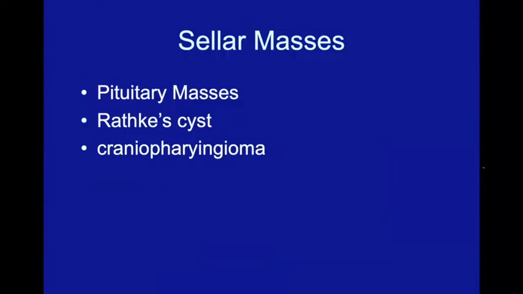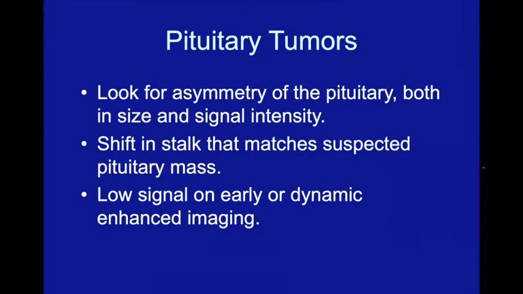So let's talk a little bit about some sellar masses. We'll talk a little bit about Rathke's cyst and craniopharyngiomas in that discussion. When you're looking for a pituitary tumor, the usual scenario is say a college-age woman with amenorrhea whose prolactin may be slightly elevated, and so they'll send the patient in and you want to see if there's an underlying pituitary tumor. The things to look for are asymmetry of the gland. So you need to do thin section images of the pituitary, usually on the order of 2 to 3 millimeters, I think is ideal. And you want to look for the size of the gland and its signal intensity.